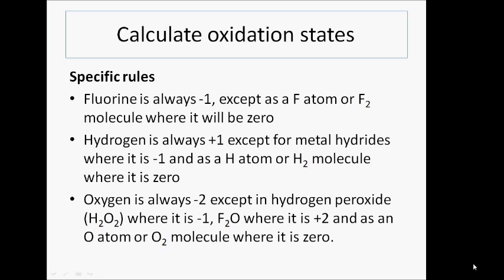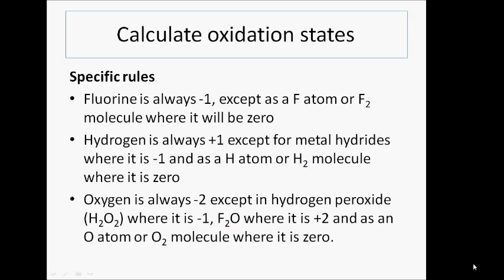So there are also some specific rules for calculating oxidation states. I've put these in a specific order, so I put fluorine first because fluorine is always -1. If you have a fluorine in a compound or a complex ion, it is always going to be -1. That's because it's the most electronegative element, so it's always going to have a -1 oxidation state.